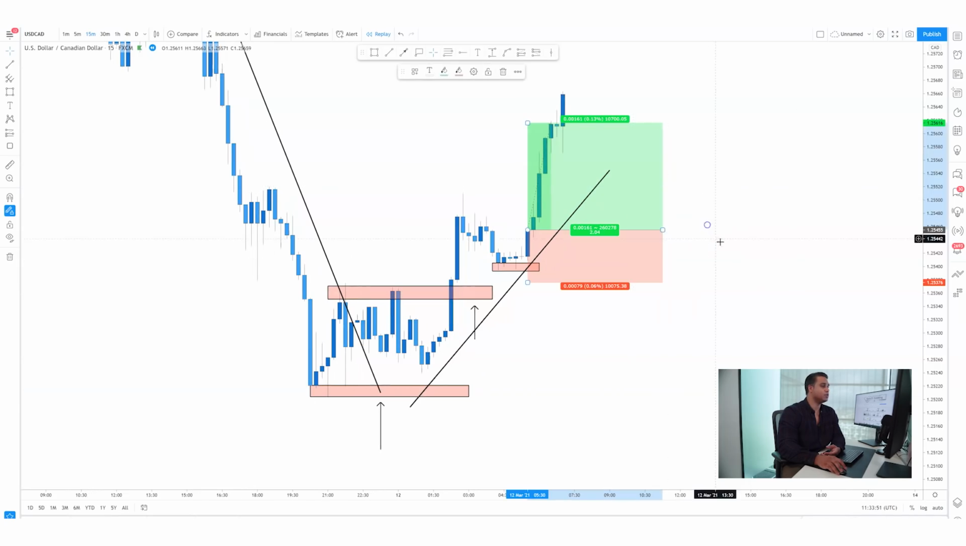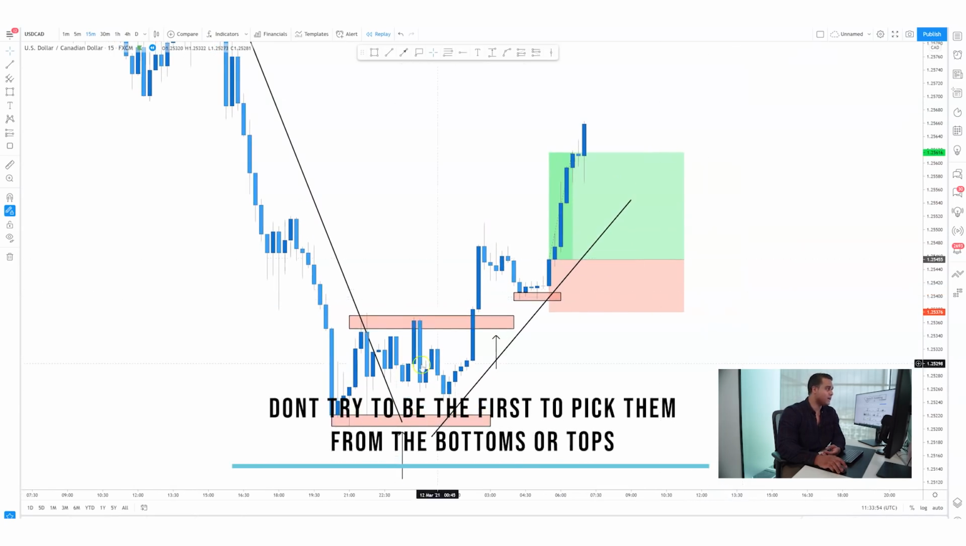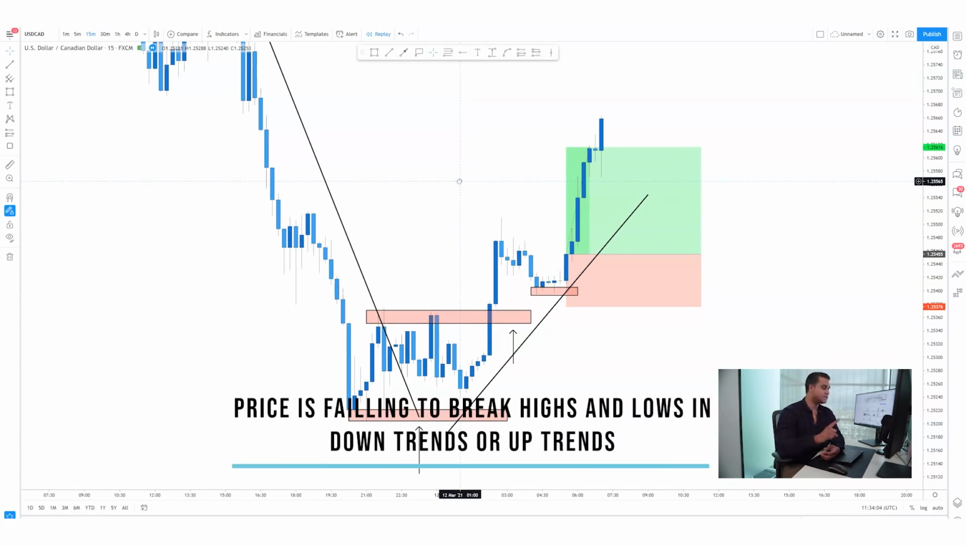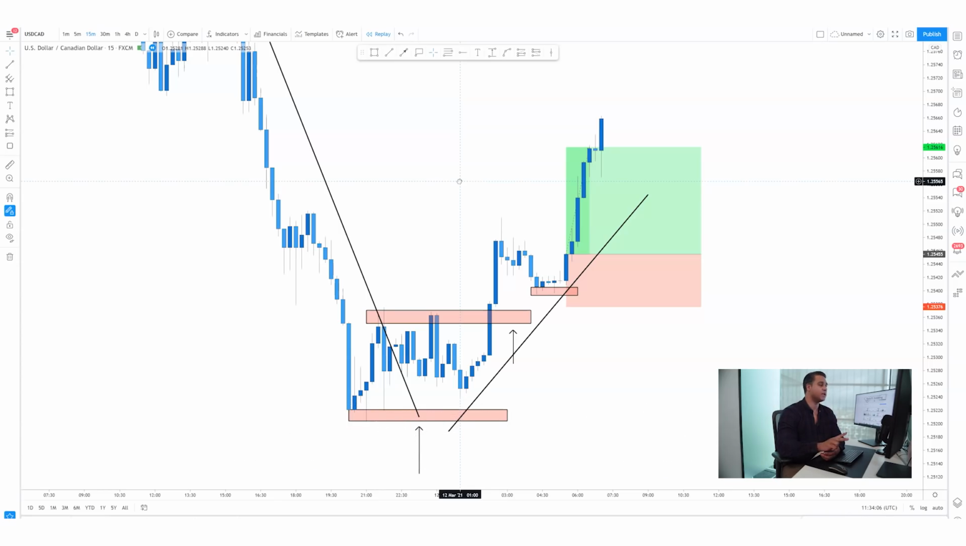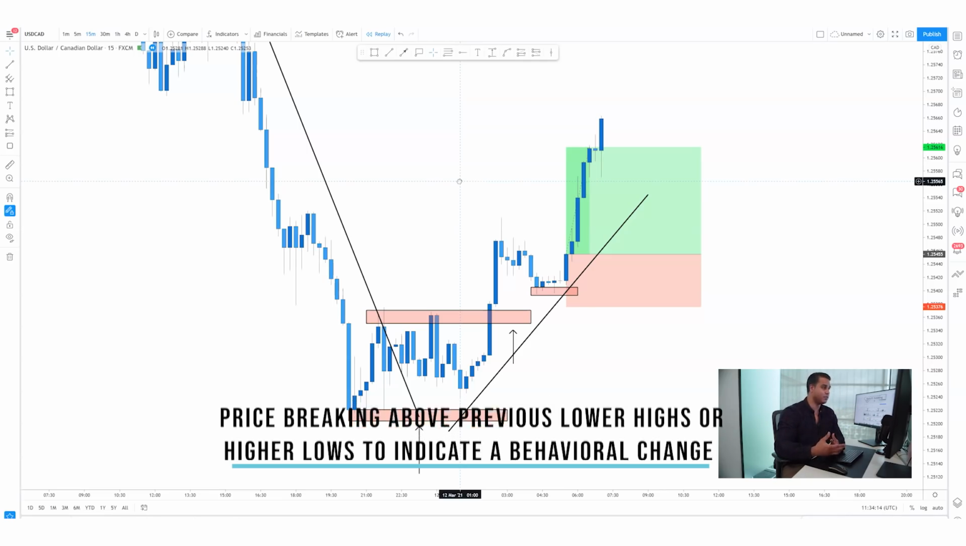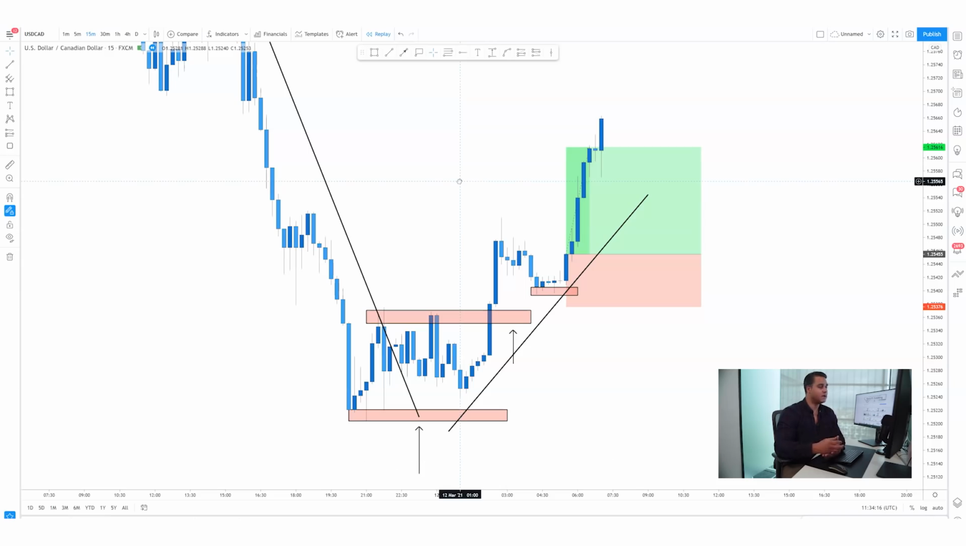And this is how I want you to look at reversals here. Don't try to be the first to pick them from the bottoms, and don't try to be the first to pick them from the tops. Always make sure of two things: price is failing to break highs and lows in downtrends or uptrends, and price is breaking above previous lower highs or higher lows to indicate a behavioral change. Once you identify that, then look for your patterns, your higher lows or lower highs, your signals like your bullish and bearish candles, to then say, well, now is the time to take the trade.